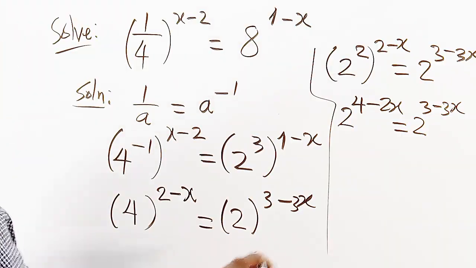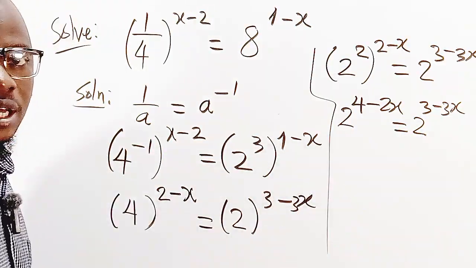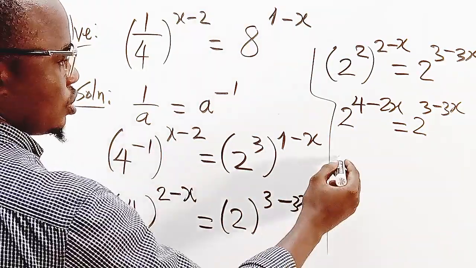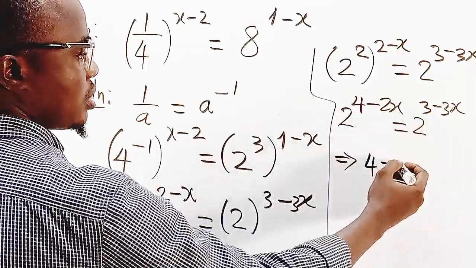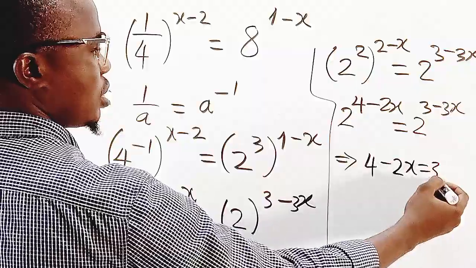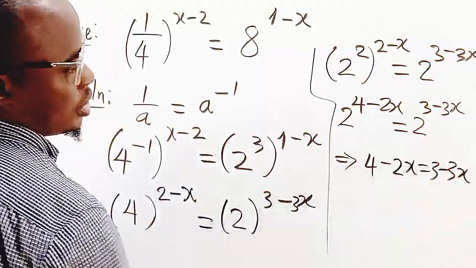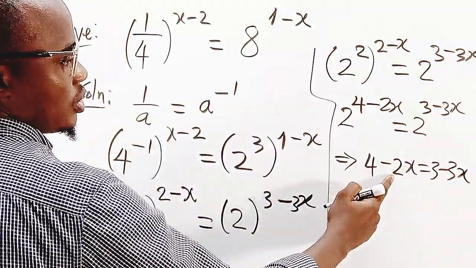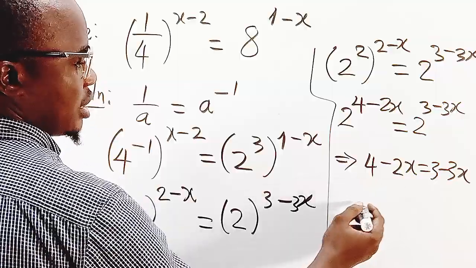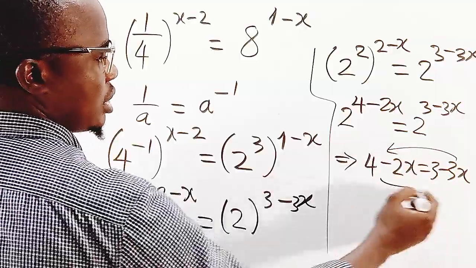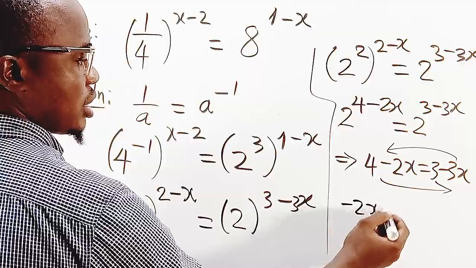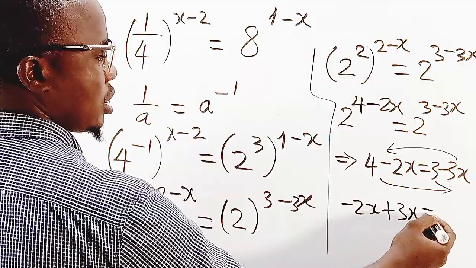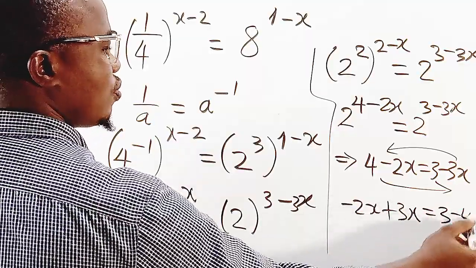Are you following? Since we now have the same bases, we equate the powers: 4 minus 2x equals 3 minus 3x. So now how do we do it? Transpose this to this side, and this to this side. From there, we're going to have minus 2x plus 3x, then equal to 3 minus 4.